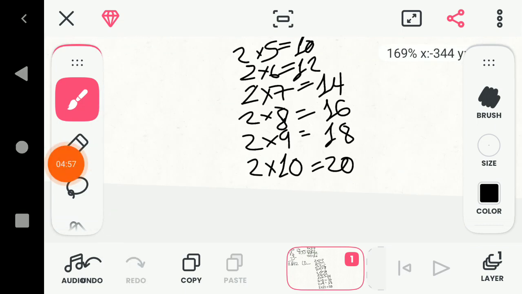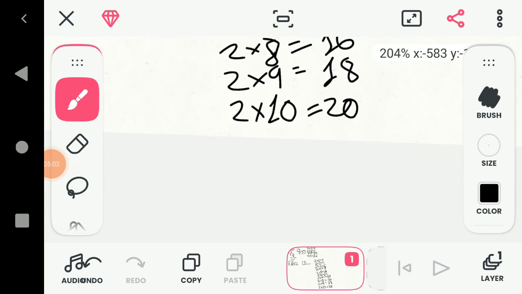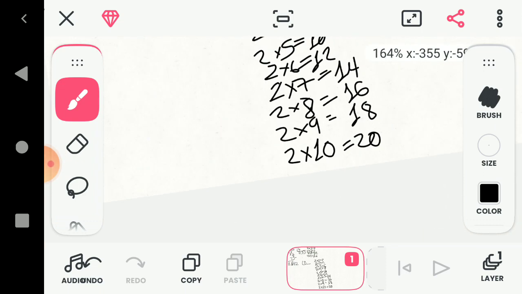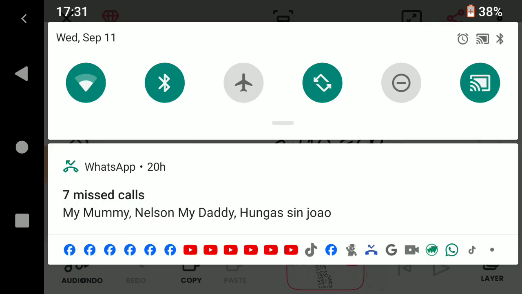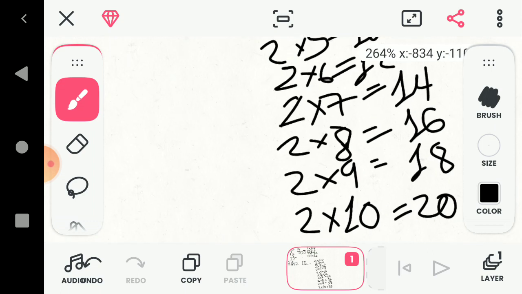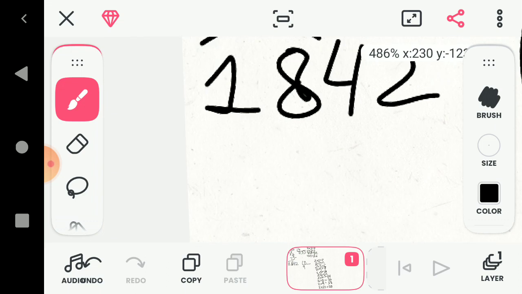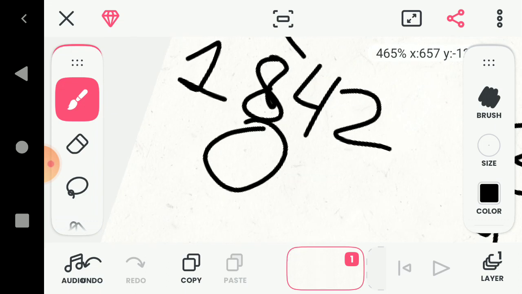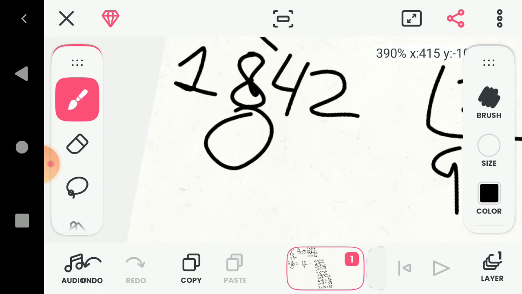Okay, now we've got it correct. So we can't take 2 times 10 because it equals 20 and 20 passes 18. But we can take 2 times 9 because it's exactly 18. So we put the 9 down here, and since there's no number to add, you just put 0, because you basically add 0 to 18 to become 18.